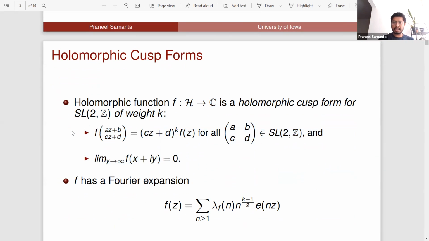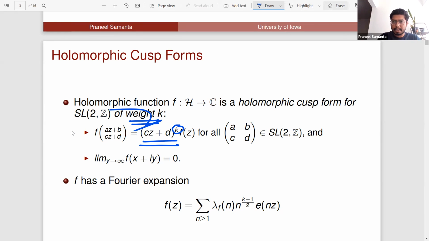The first one says that if I act on z by (az + b) over (cz + d), which, if you remember, is the action of the matrix (a, b; c, d) on z, that's going to give me this one extra factor over here. And you will see that there is a k term arising out of nowhere. This k is something that we call the weight of this holomorphic function. You might have seen this in other language as a modular form on SL2Z. They are the same thing.